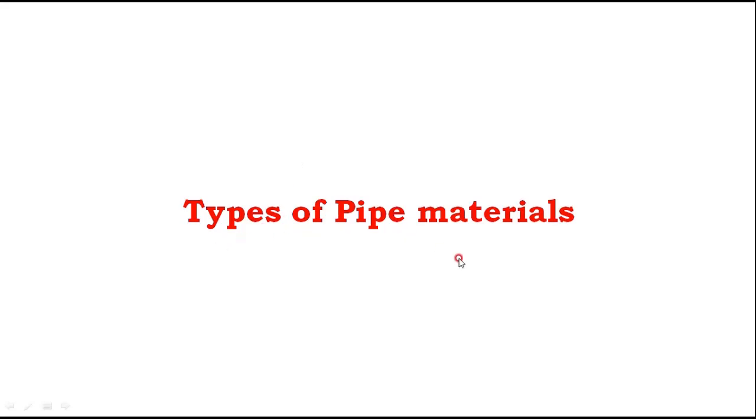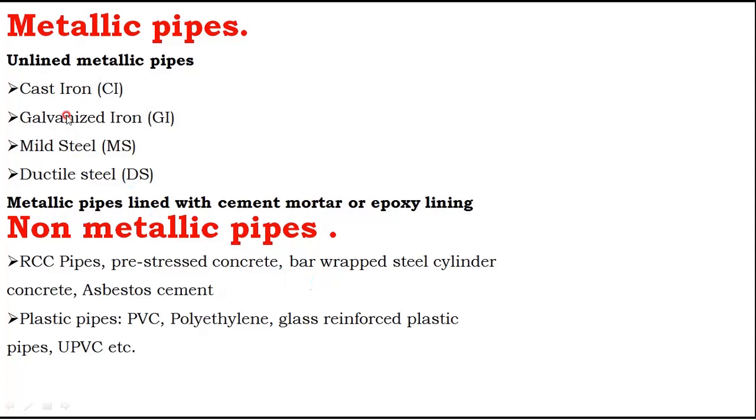Now we will study pipe materials, what all types of materials are available in the market. It is a general topic. Metallic pipes are available and non-metallic pipes are available. Metallic pipes means pipes manufactured using metals. In that also, unlined metallic pipes are there, and lined metallic pipes are also there. Lined means what? The pipe will be there, and inside some coating will be made. If the coating is made, that is called lined metallic pipes, and if coating is not made, then it is called unlined.